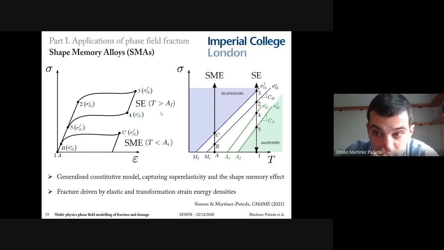So the first application that I will talk about is shape memory alloys. We recently developed the first phase field fracture formulation for shape memory alloys. These materials undergo phase transformation from austenite to martensite upon the application of a mechanical load, a change in temperature, or both. And as a consequence, they exhibit a nonlinear response with very large strains, up to 10%, that are reversible, as the material can recover its original shape by unloading or through a change in temperature. And of course, both mechanical and fracture properties change with this phase transformation.